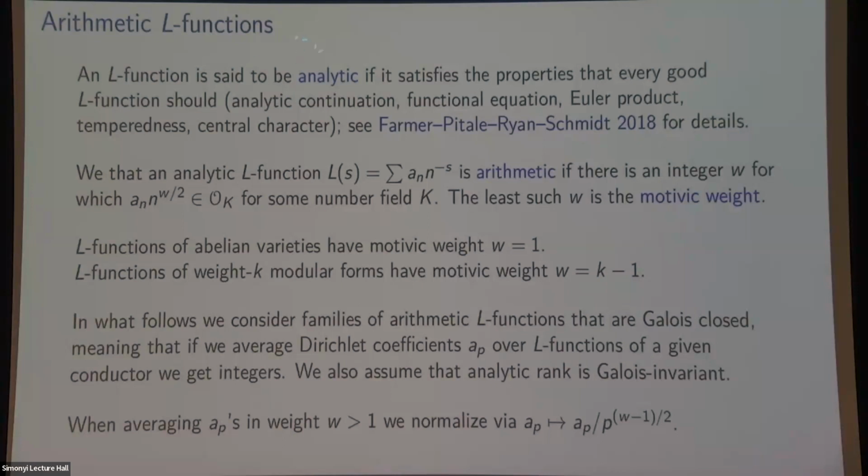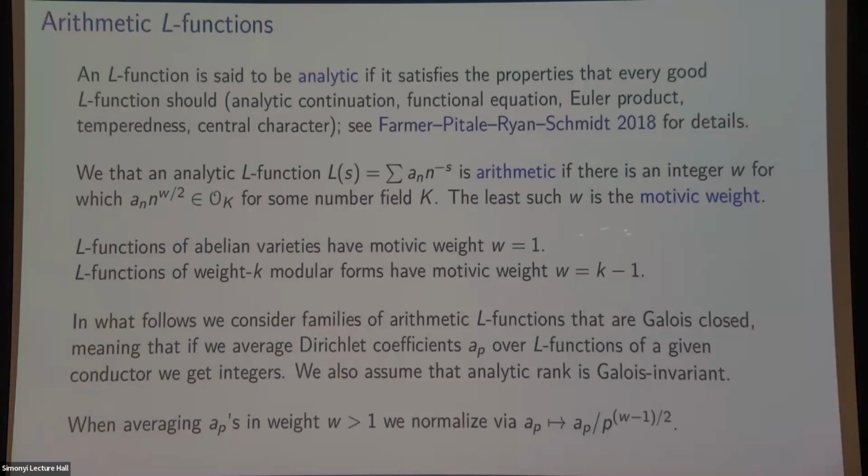Among all analytic L-functions, I'm going to be even more picky and distinguish those that are arithmetic, meaning I can make the coefficients algebraic integers. I'm assuming this is in the analytic normalization, but I can effectively undo that by multiplying by an appropriate power of the integer, which is going to be w over 2 for some integer w. The least such integer w is called the motivic weight.